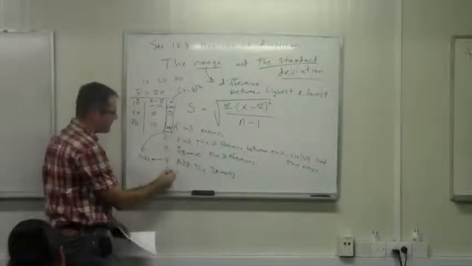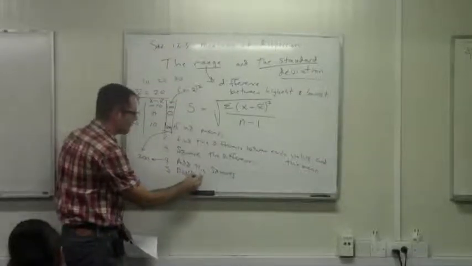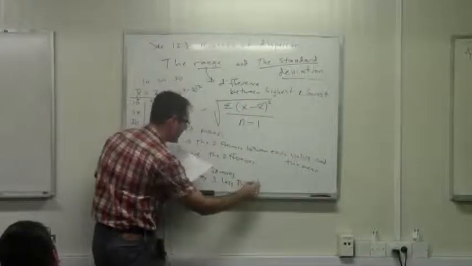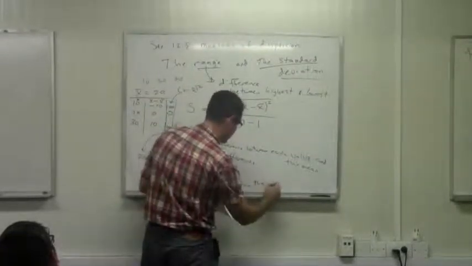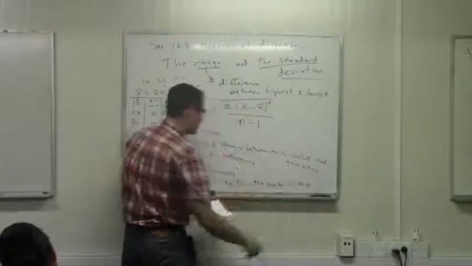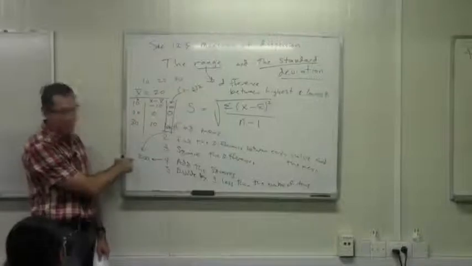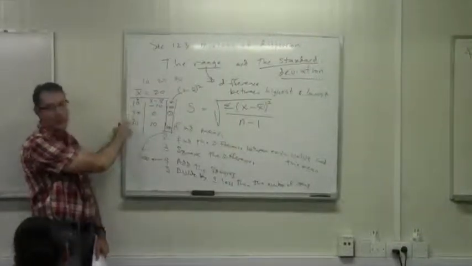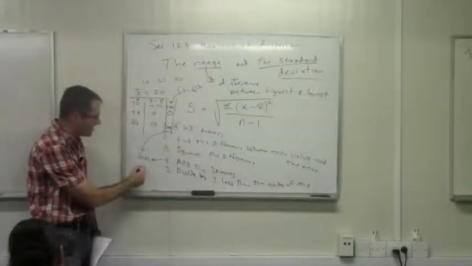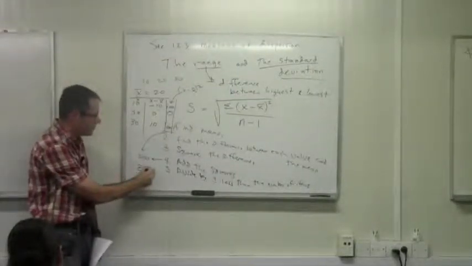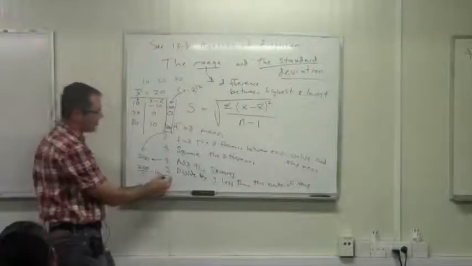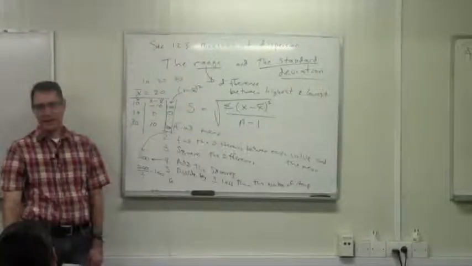Step 5: divide by 1 less than the number of items. So now we're going to have 200 divided by, there's 3 total items, so it's going to be 3 minus 1 is 2. 200 divided by 2 gives you 100. And then finally, what's the last thing we do in this whole thing?